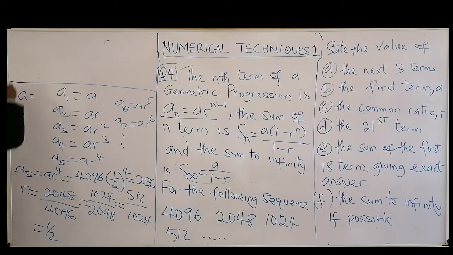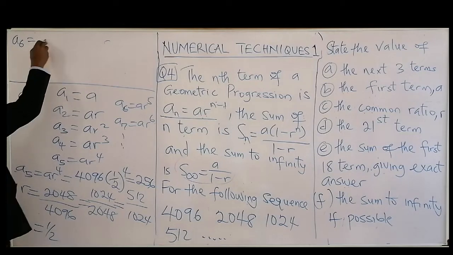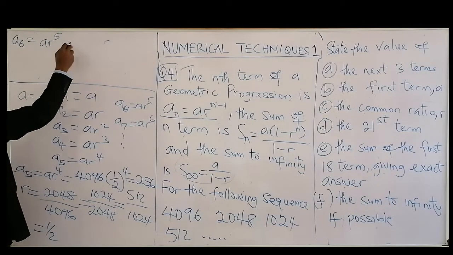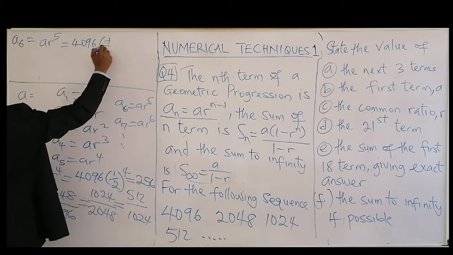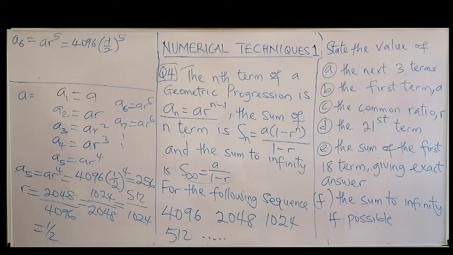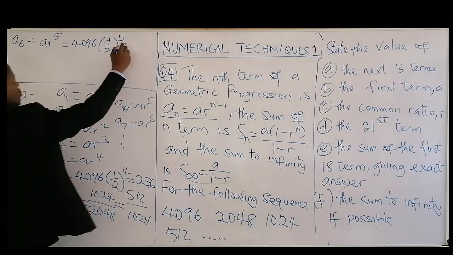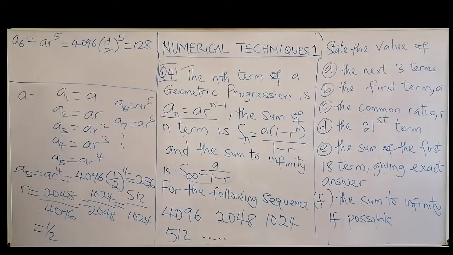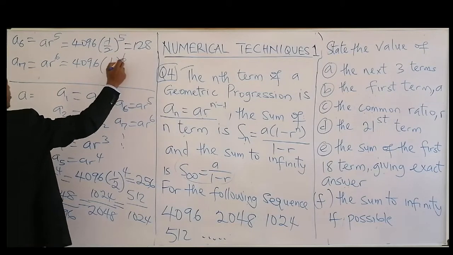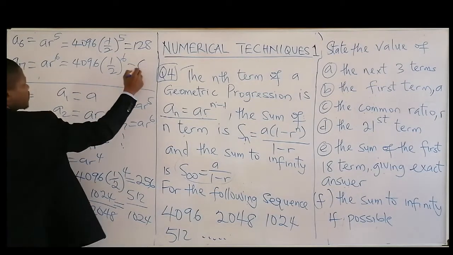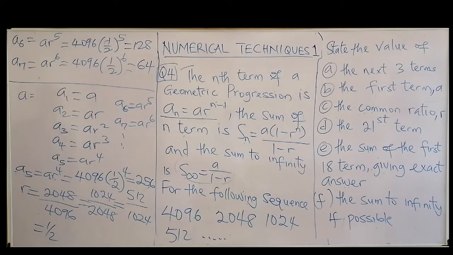For the sixth term, that's ar to the power 5. a is 4096 times a half to the power 5. So do that, and that'll be 128. And for the seventh term, that'll be ar to the power 6, and that'll be 4096 times a half to the power 6, which is equal to 64. So that is just that.